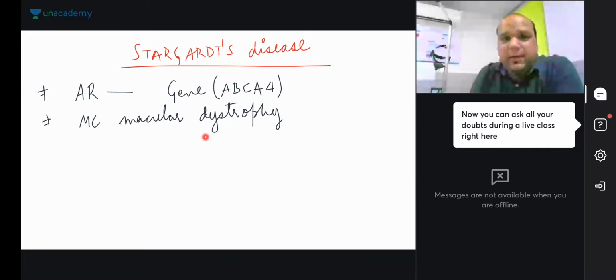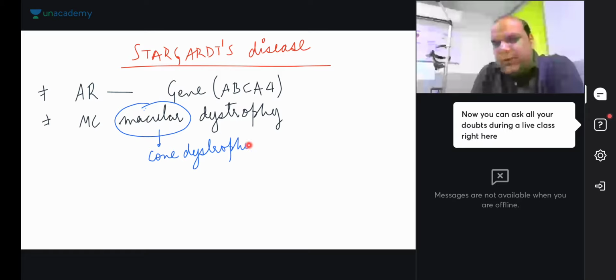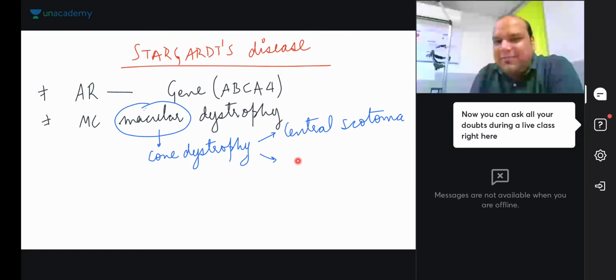I hope I don't have to explain again and again because macula means cone cells. So this is a cone dystrophy. Cone dystrophy will lead to which loss of vision? Everybody, central. And because cones handle color vision and day vision, it will also cause hemeralopia. Am I correct, everybody? I hope you understand this. If you don't, please feel free to ask me and I will go through it all again.